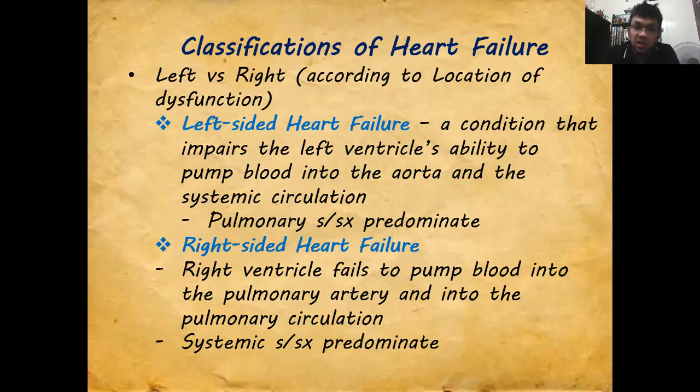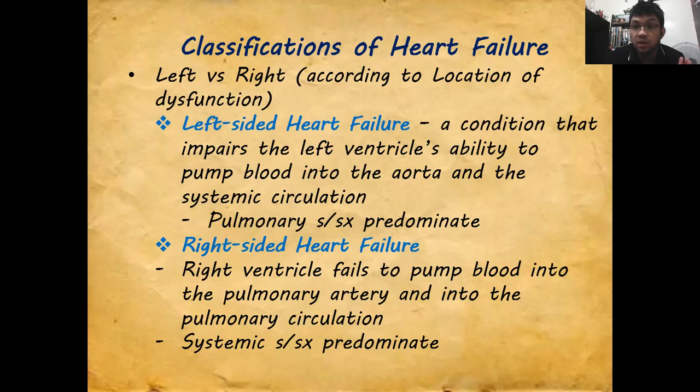Now we go to right-sided heart failure. So the right ventricle fails to pump blood into the pulmonary artery. This is the one that goes to our lungs and into the pulmonary circulation. So what happens here is the blood tends to go back. Where? Back into the vena cava, to the systemic veins, going back to the other organs of the body.